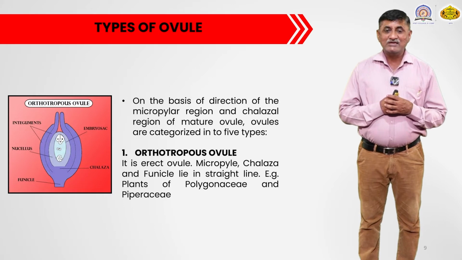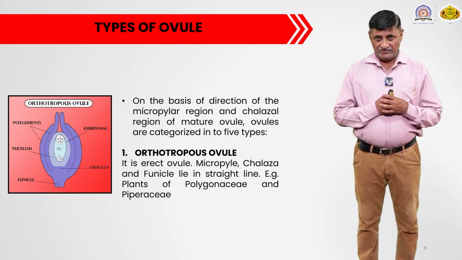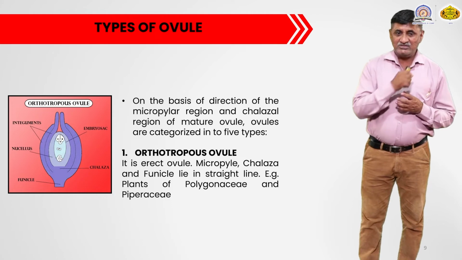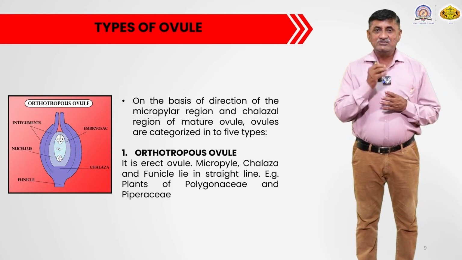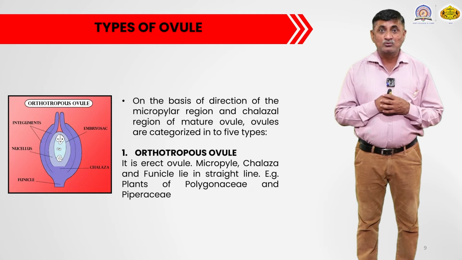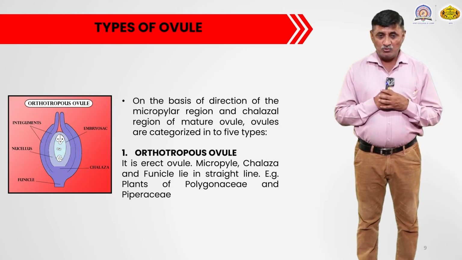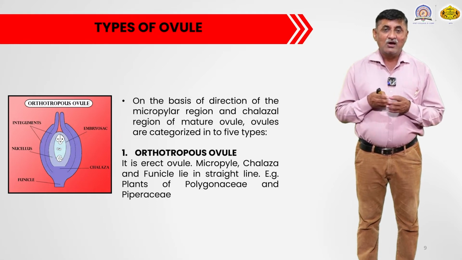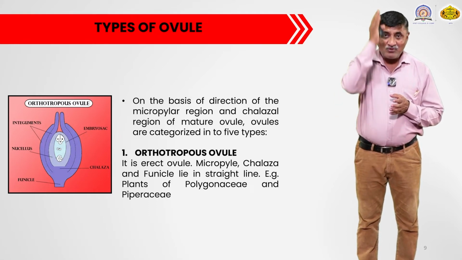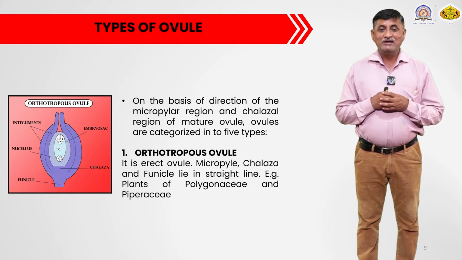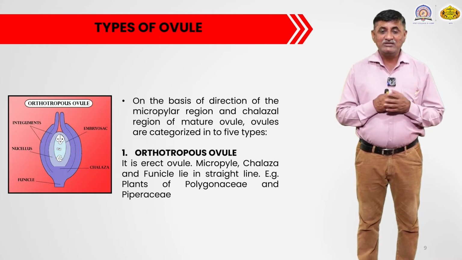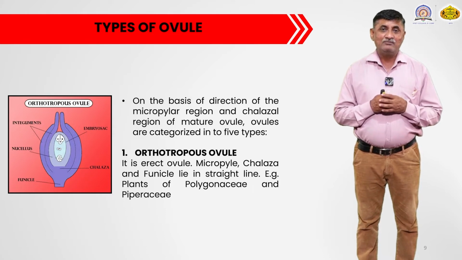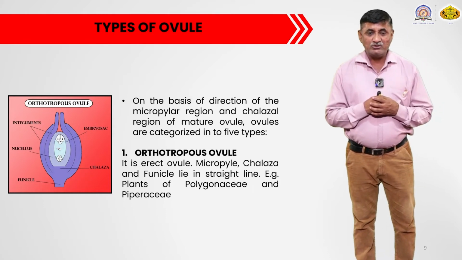So the first type of ovule is called the orthotropous ovule. You can see the image highlighting a picture of the orthotropous ovule. In the orthotropous ovule, the micropylar end, chalazal end and funicle, all these three parts lie in one line, and this is called the orthotropous ovule. And this kind of ovule occurs in plants of the families Polygonaceae and Piperaceae.